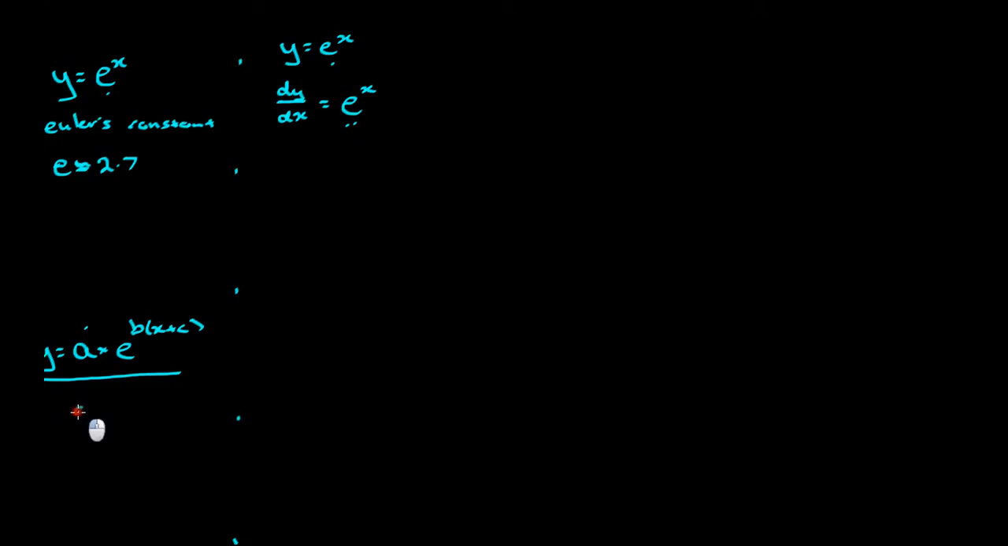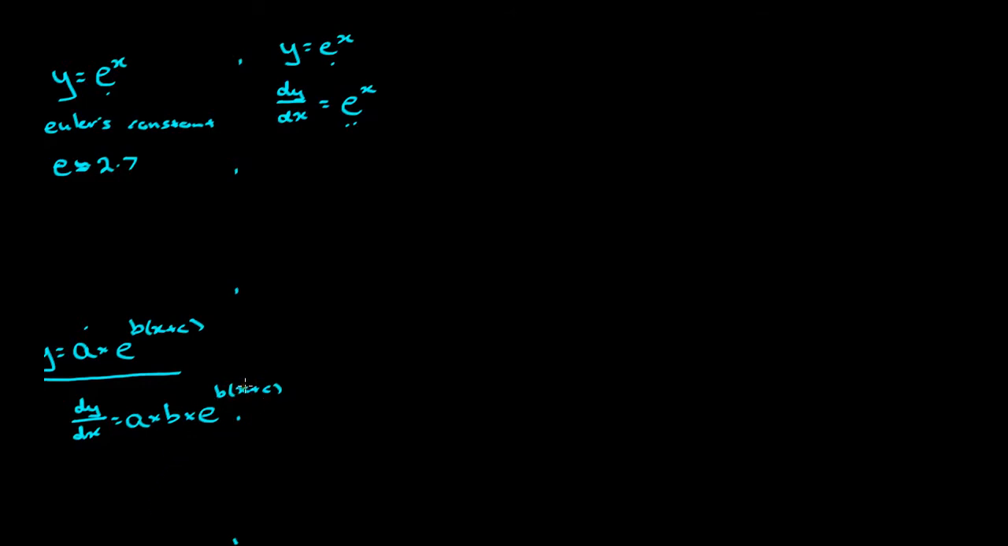So we have dy dx is equal to a times b times e to the power of, and the power of e does not change, e to the power of bx plus c. So we've brought the b down, but we have not changed the power.